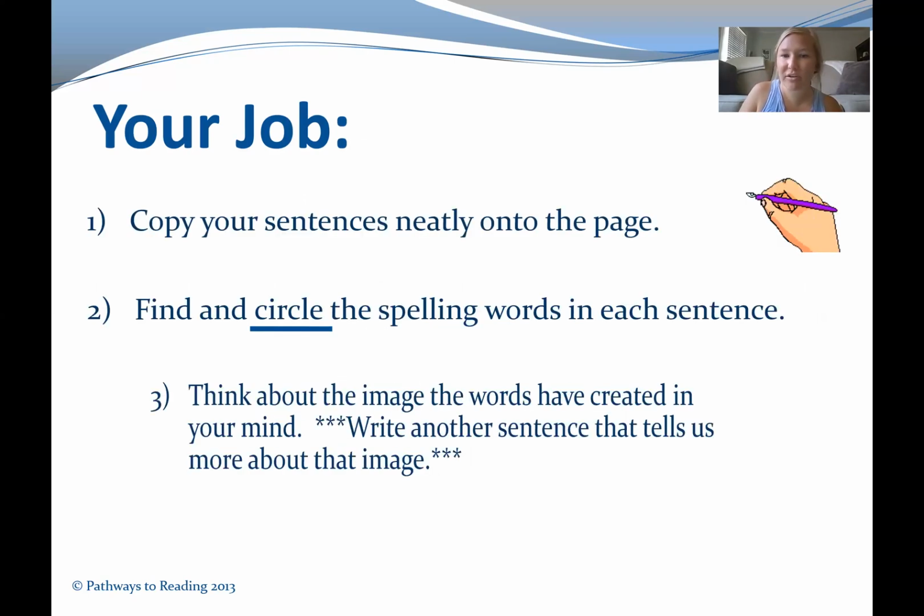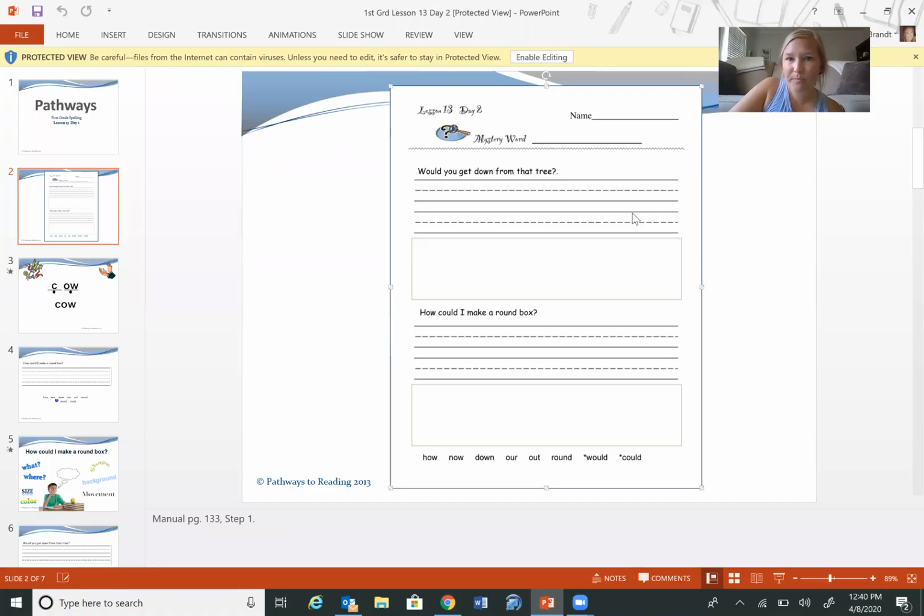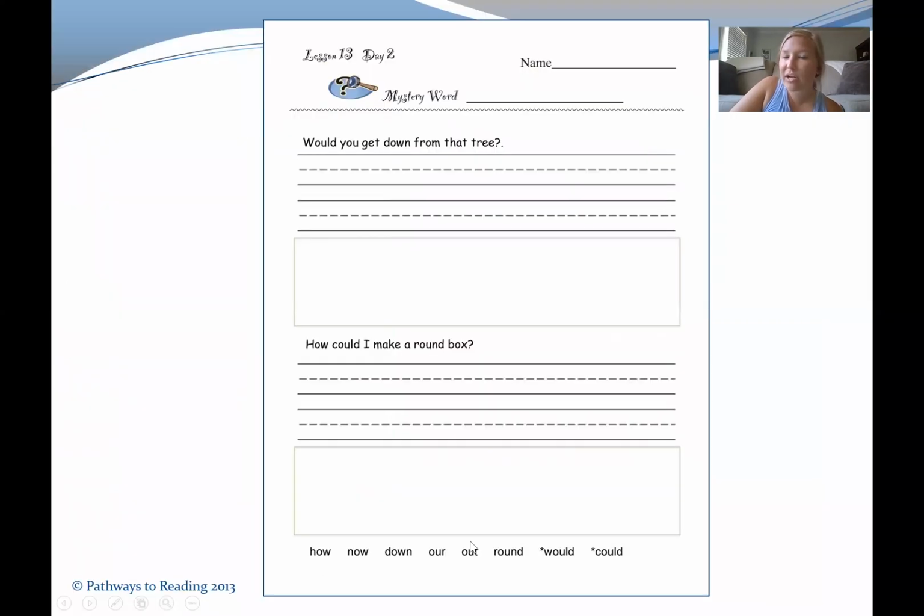Okay, so here are just kind of the instructions. Normally we copy our sentences down to our page. We want to circle those spelling words that we see that are in our sentences. And then we write another sentence about that image, okay? So I'm going to come back to this page to just remind you of our spelling words that are down here at the bottom. And then if you want to draw a picture of each one, you can, all right?